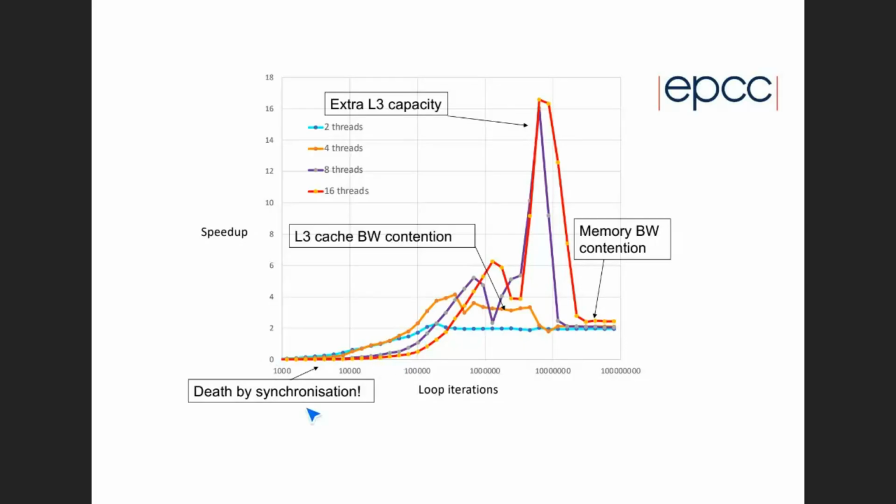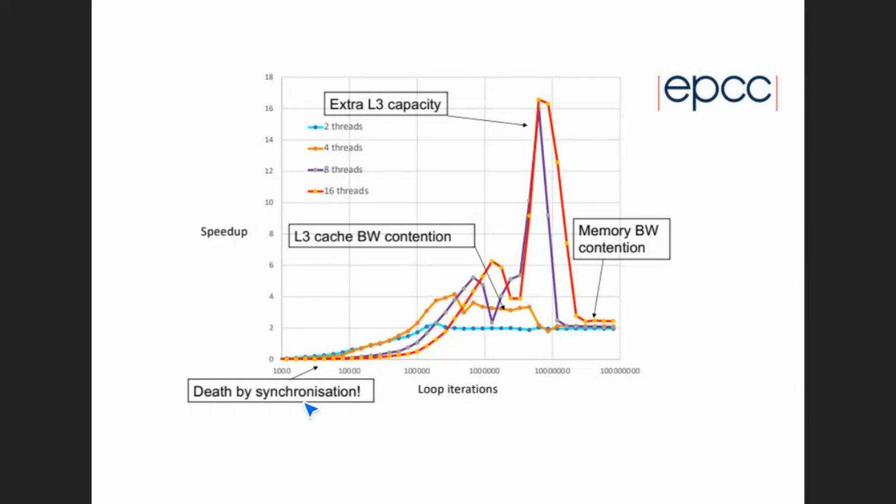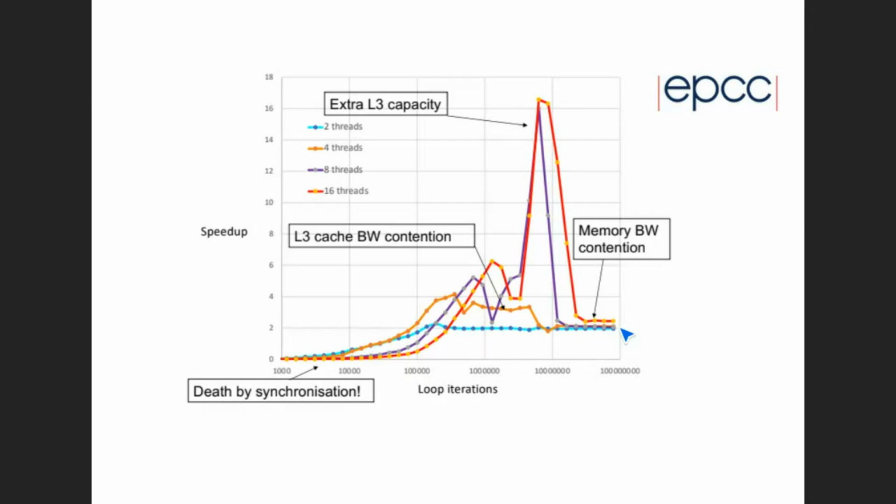So that's what's happening at the bottom here. I call it death by synchronization. It's basically the cost of synchronizing the threads at the end of the loop, and also doing the reduction to some extent as well, that is completely killing me for small values of n. But for 2 threads, once I've overcome that, then at some point the speed up reaches a value of 2 and stays there. If I'm just running 2 threads, then provided there's enough work, I have enough memory bandwidth to keep feeding those 2 threads.